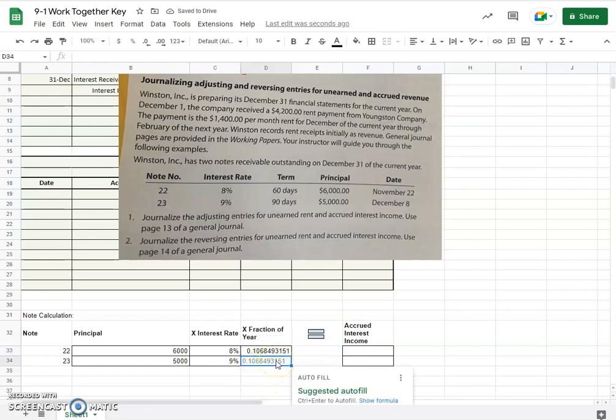Okay, so now this other one, December the 8th. December 31st minus December 8th would be 23 days. And if you didn't know how to do the math, you could do 12/31 minus 12/8 and just ask it to subtract the two, and you would come up with the 23 days. Excel or Google Sheets will do that for you. So we have 23 out of 365. And now we're just going to multiply across.